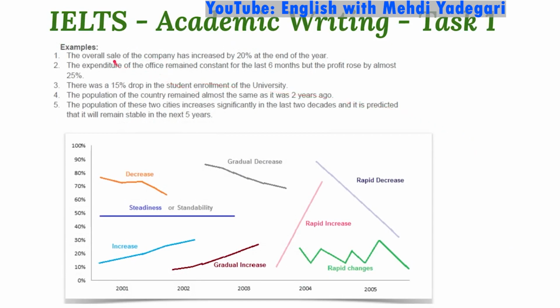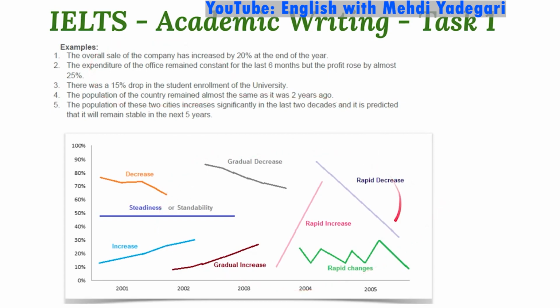There are some examples here. The overall sale of the company has increased by 20% at the end of the year. The expenditure of the office remained constant for the last 6 months. So remained constant, increased by 20%. There was a 15% drop. The population of the country remained almost the same. So these are all trends.